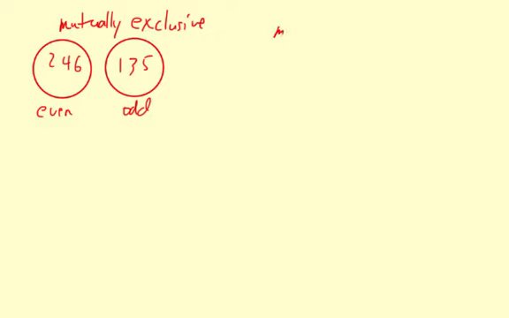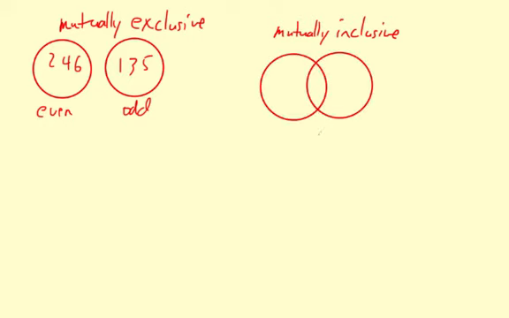Then there's mutually inclusive. That means you have some events that both could happen. What if I want to know the probability for a six-sided die of rolling greater than 3 or probability of odd? Okay, so those are two different sets of outcomes, and I want to see what they have in common.